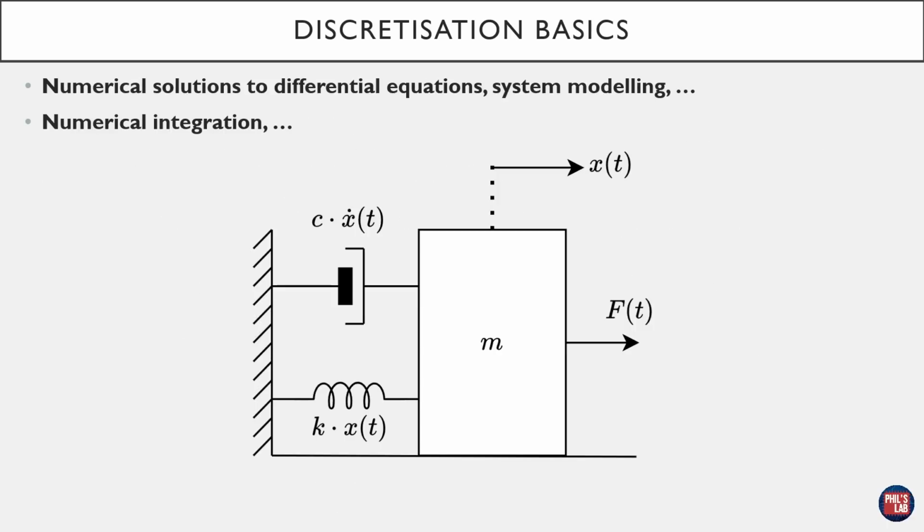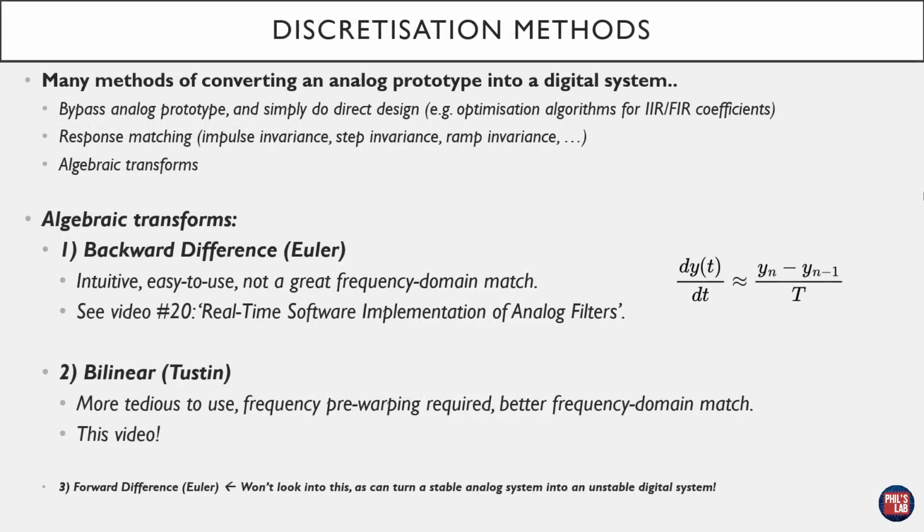Another use for discretization could be finding numerical solutions to differential equations when we're doing system modeling, for example, of mechanical systems. We can also do numerical integration, which will be topics for future videos. There are, of course, many methods of converting an analog prototype system into a digital system. We could, again, of course, just go straight to the digital and discrete time realm and compute, for example, filter coefficients directly using optimization algorithms or lookup tables or whatever.